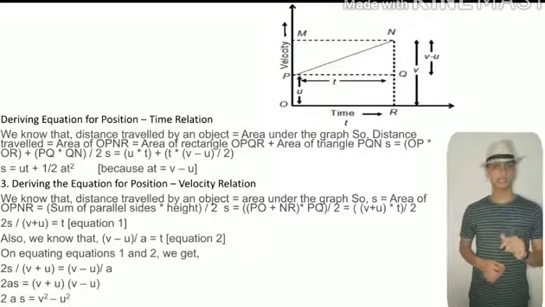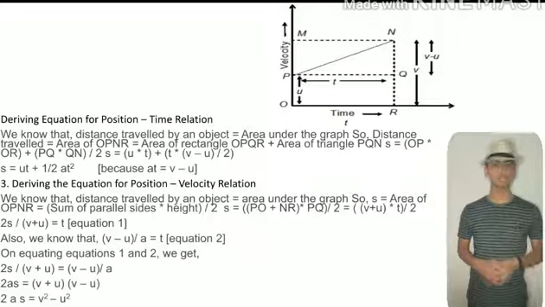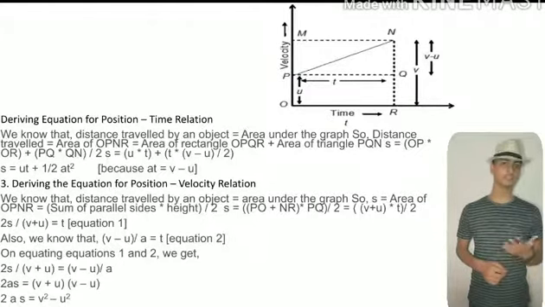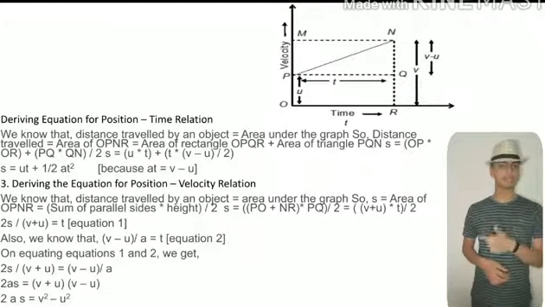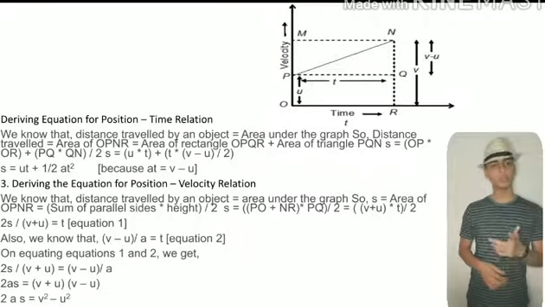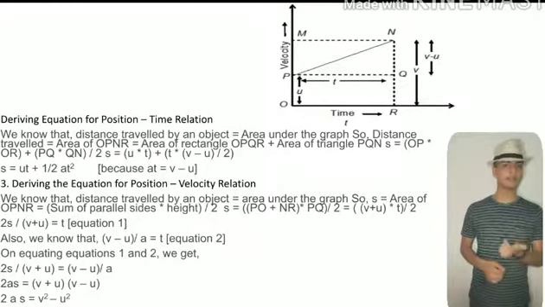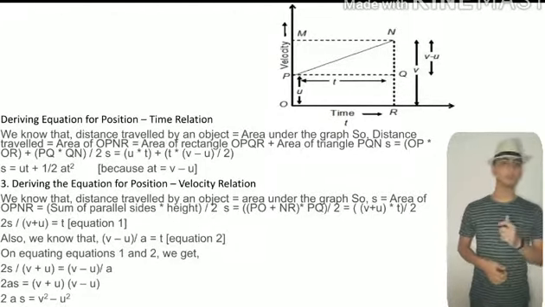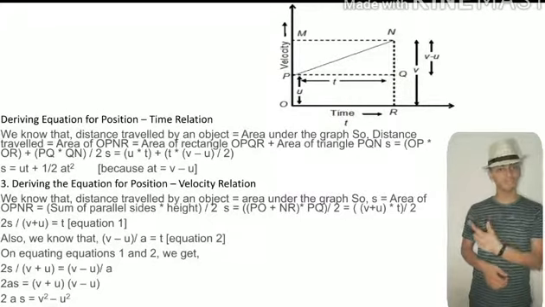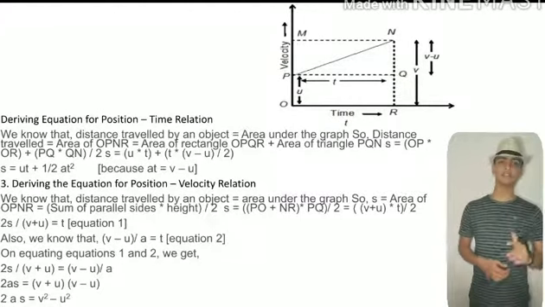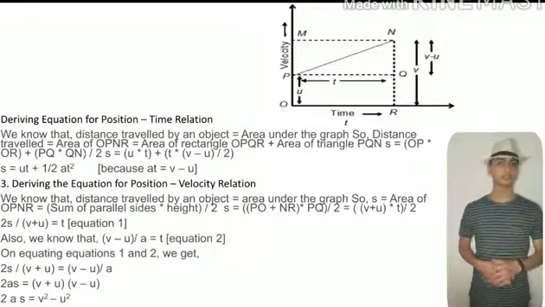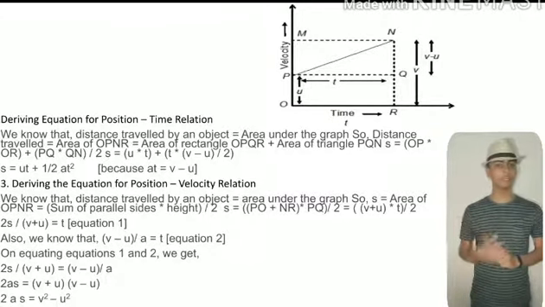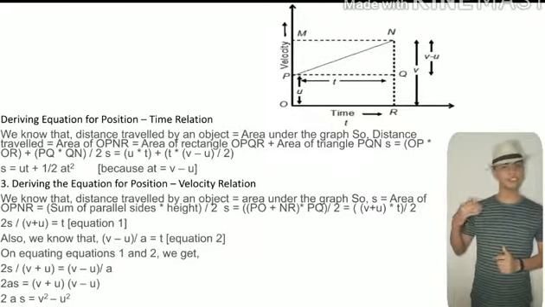Now deriving the third equation, that is the position-time relation, we know that the distance traveled by an object equals the area under the graph. So here S equals the area of OPNR, which is the sum of parallel sides into height by 2. So S will be equal to PQ plus NR into PQ by 2, making it V plus U into T by 2. So 2S divided by V plus U will become T. Let us consider it equation 1.